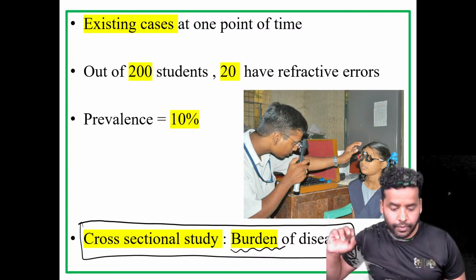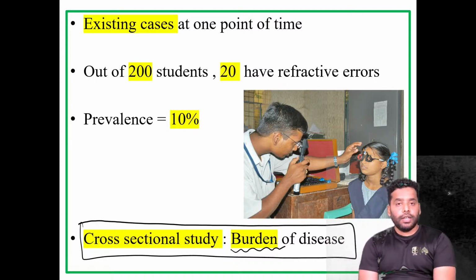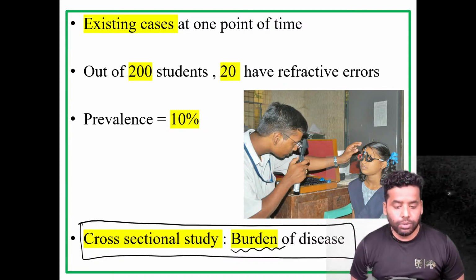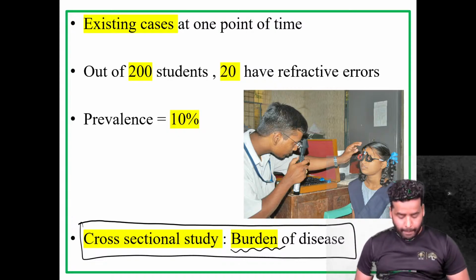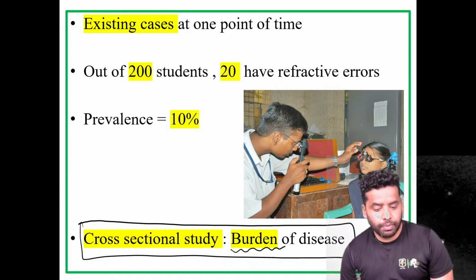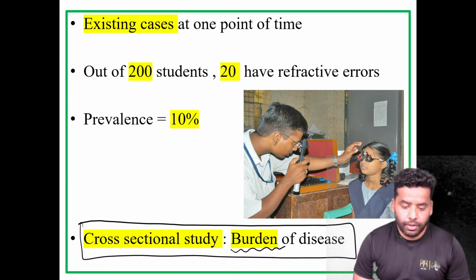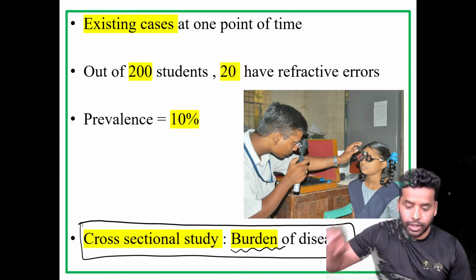Cross-sectional studies can indicate risk of developing disease. True or false? False. Cross-sectional studies can indicate only burden.